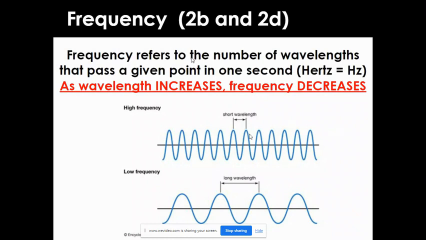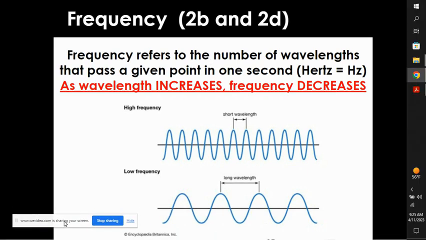Frequency refers to the number of wavelengths that pass a given point in 1 second, and it's measured in a unit called hertz. So the closer the wavelengths are together for light, since all light travels the same speed, the higher the frequency. The longer the wavelength, the lower the frequency. So as the wavelength increases, the frequency decreases because fewer crests would pass a given point in a certain amount of time, like a second.